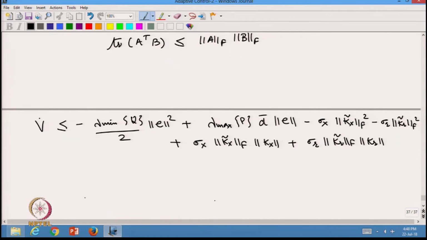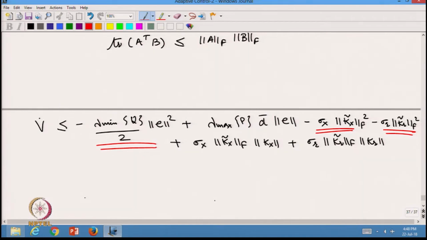So what do we see from this expression for V dot? What we see is that this term is good because it's a negative term. This term is also good because it's a negative term. This term is good because it's a negative term, whereas all the other terms are not so good because those are positive terms. So we need to find a way to dominate these positive terms using these negative terms.